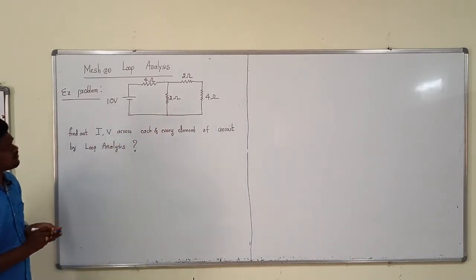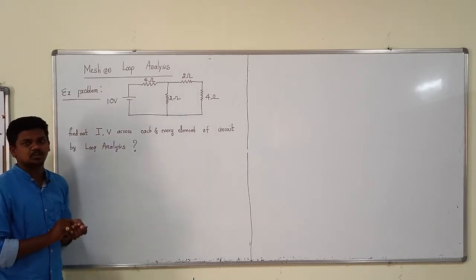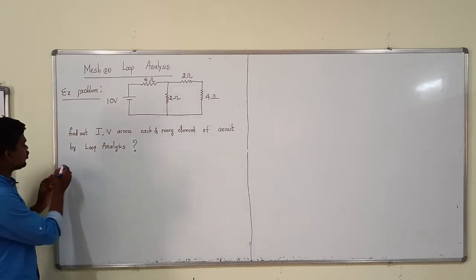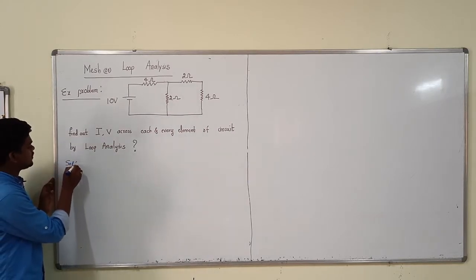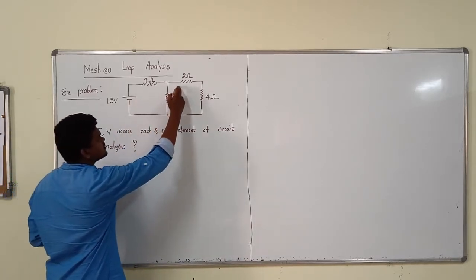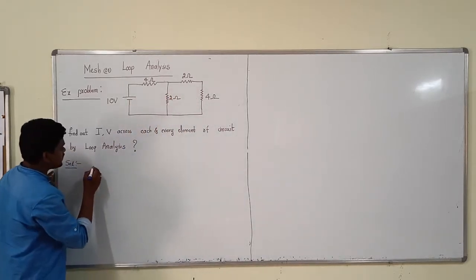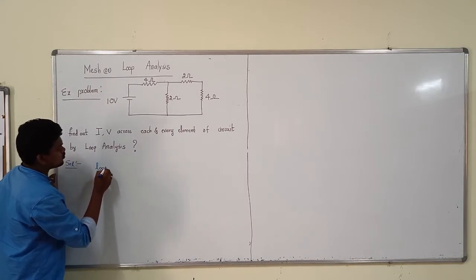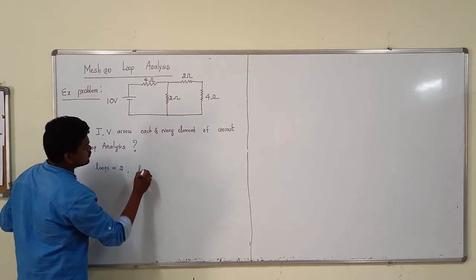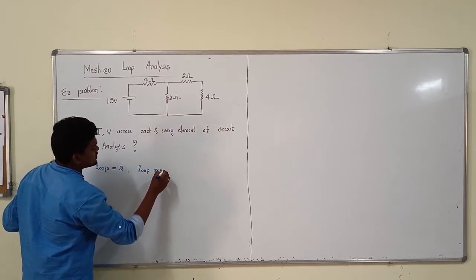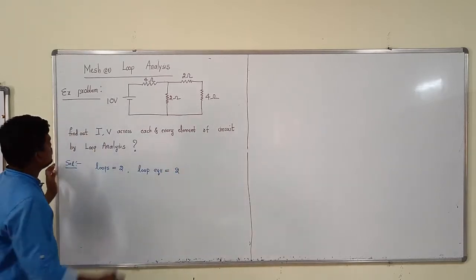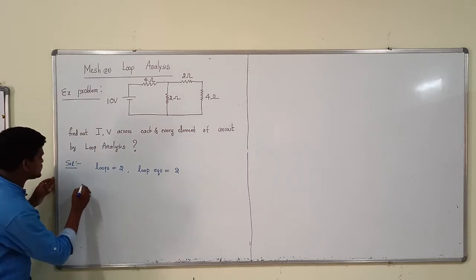For that, we already discussed the loop analysis theory. In that, the first point is to check how many loops are there. Look here, this is one loop and this is the second loop. The loops, or meshes, are 2. Loops are 2, so automatically the loop equations are also 2.